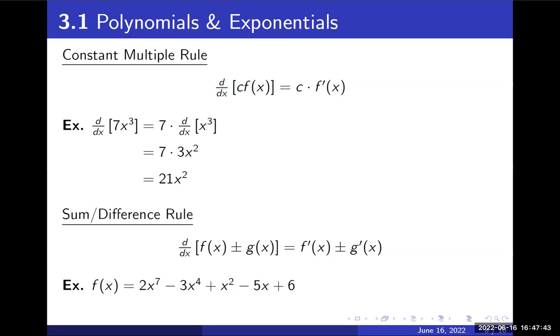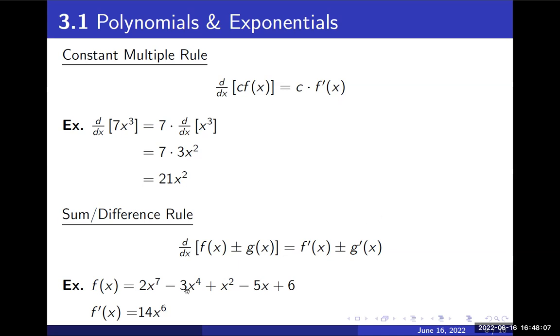So let's think here. With the sum and difference rules, we can do these one at a time. We'll start with 2x to the 7th. What is the derivative of 2x to the 7th? Well, multiply the 7 down, and the exponent drops by 1. f prime of x would equal, for that term, 14x to the 6th, right?